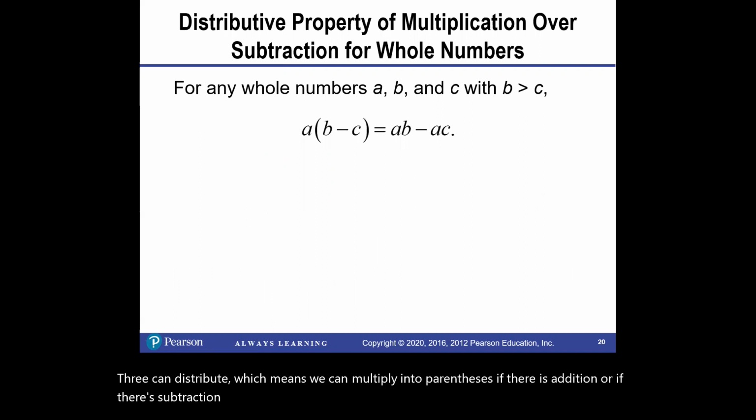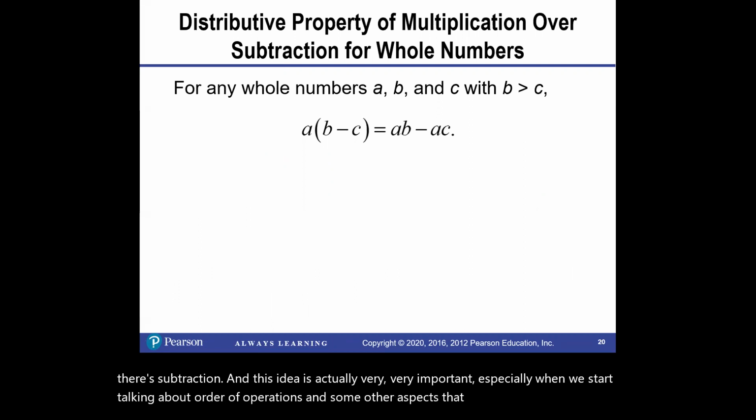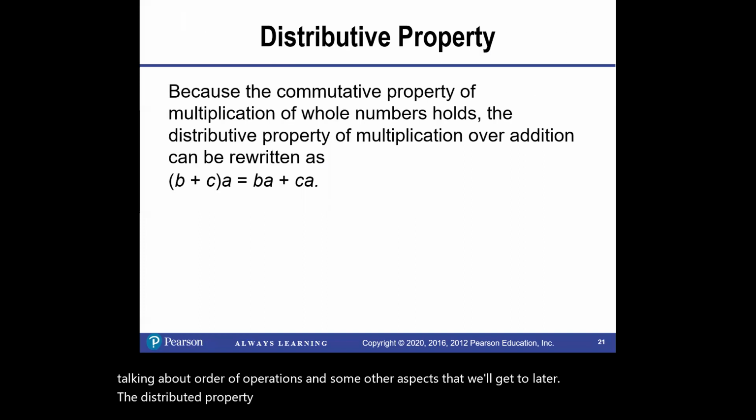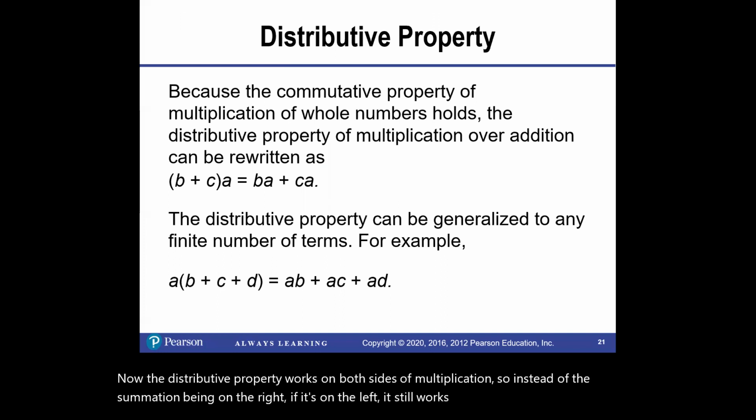And this idea is actually very, very important, especially when we start talking about order of operations and some other aspects that we'll get to later. Now, the distributive property works on both sides of multiplication. So instead of the summation being on the right, if it's on the left, it still works. Also, if you have 3 numbers being added together, we can do this.